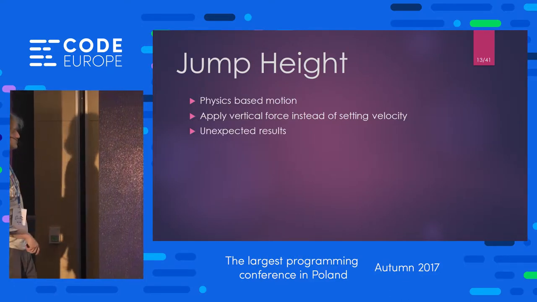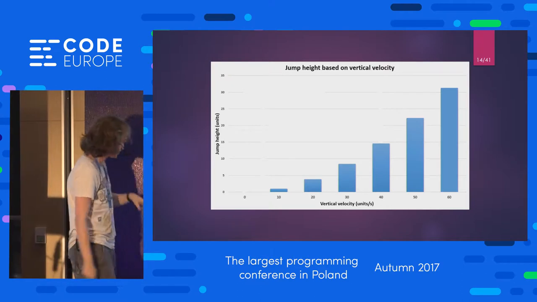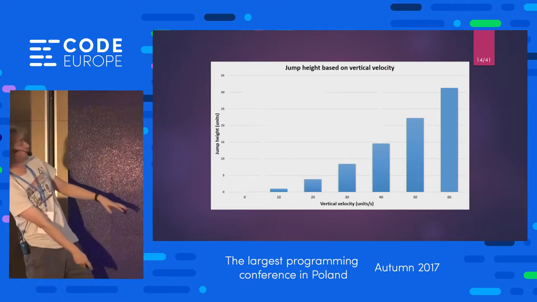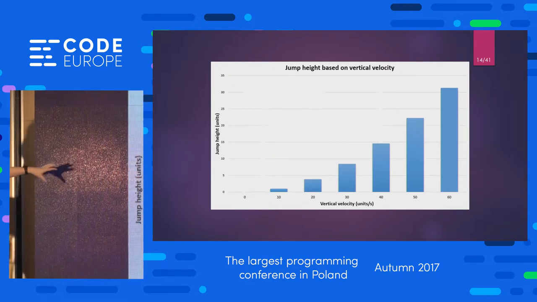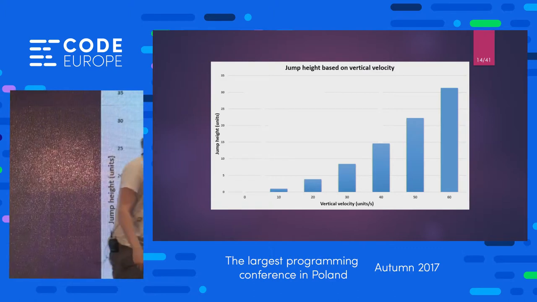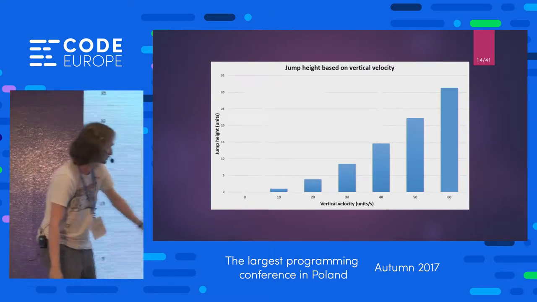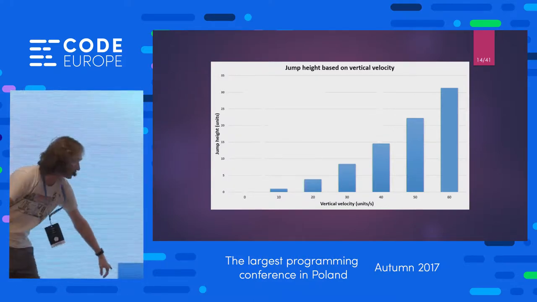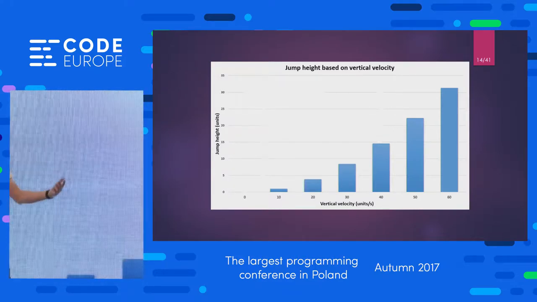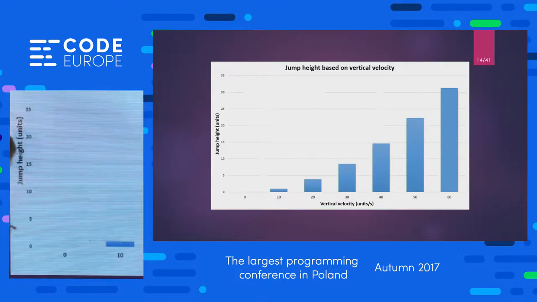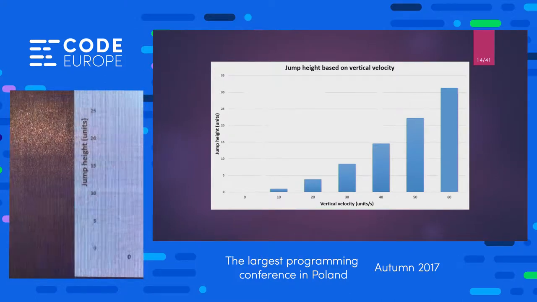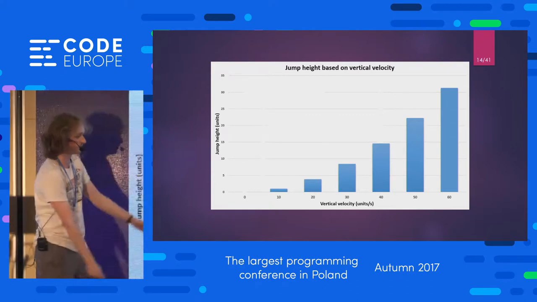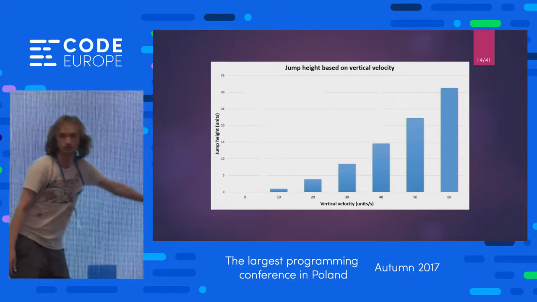then I got some unexpected results. Because here's the thing. What this graph represents is, when you apply a certain vertical velocity, this is how high your character is going to go. I'm not sure if you can read it, but the idea is that if you apply 20 velocity, so you accelerate by 20, then you would reach about 3.5 units of height. But if you accelerate by 40, this is how much you would reach.